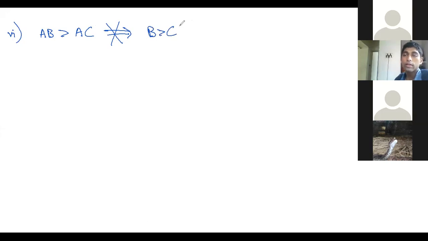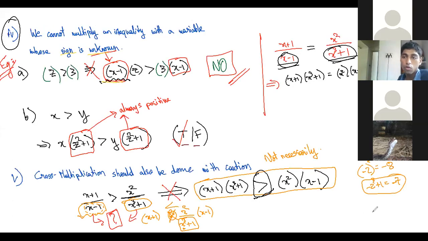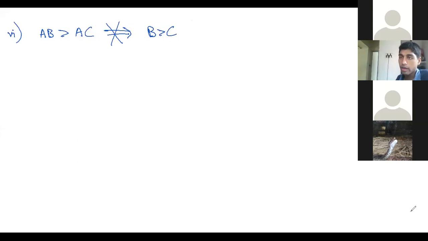What is the reason? The reason is same as note number 4. Note number 5: we don't know the sign of A. Exactly, good. So how does it work? See, actually, when you're cancelling out, what are you doing? We are dividing by A on both sides, isn't it?